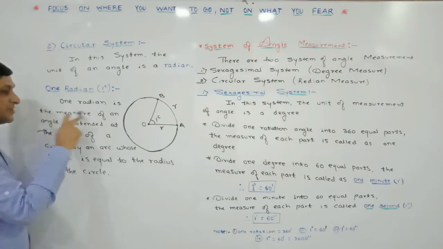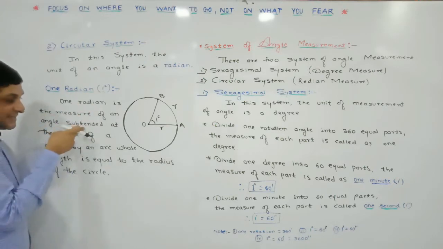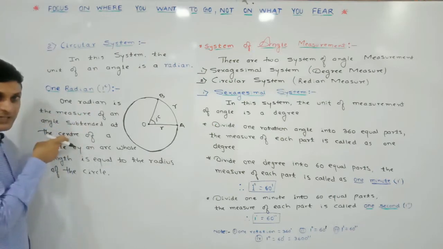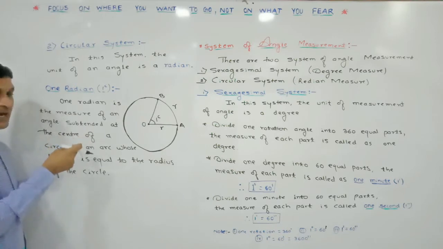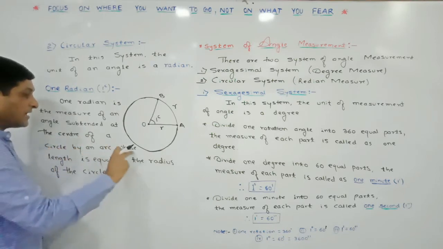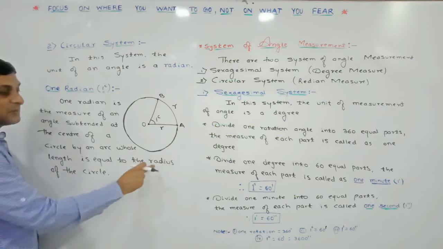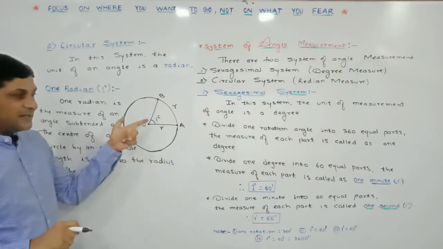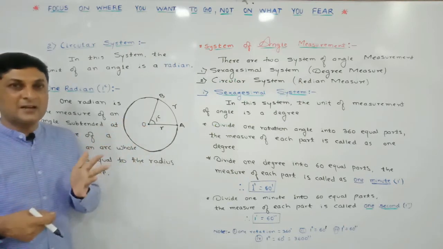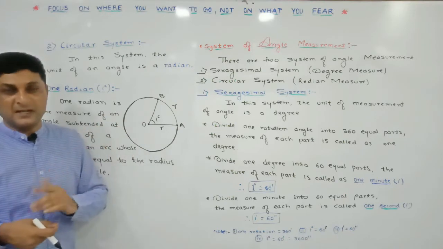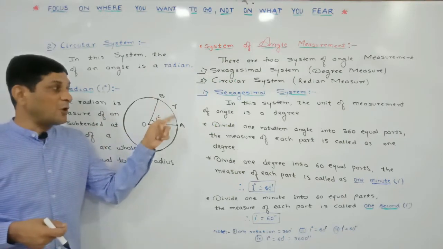Now see the definition. 1 radian is the measure of angle. This angle is subtended at what? Center of a circle. Center of a circle, and it is subtended by what? Arc of a circle, whose length is equal to what? Radius. So 1 radian, again see, 1 radian is the angle formed at what? Center of a circle. This angle is subtended by what?